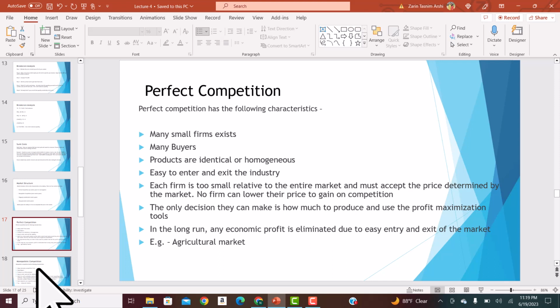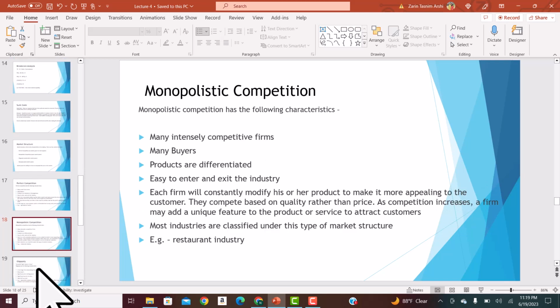It's also very easy to enter this type of market, right? If I want to grow cabbage in my backyard tomorrow and sell it in the market, I can easily do that. It does not require a lot of investment. In the same way, if I don't want to produce cabbage anymore and want to get out of the industry, there are no restrictions. I can just get out of it. So an agricultural market is a perfect example of a perfect competition market structure.